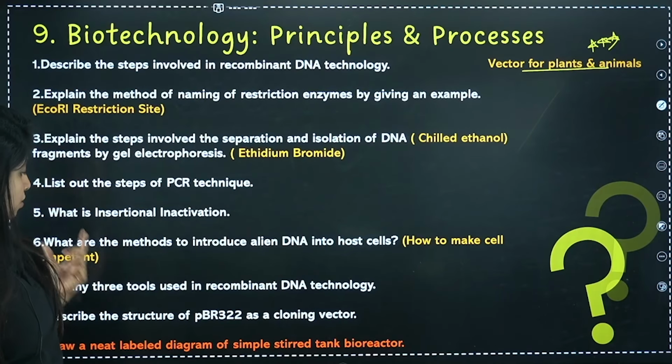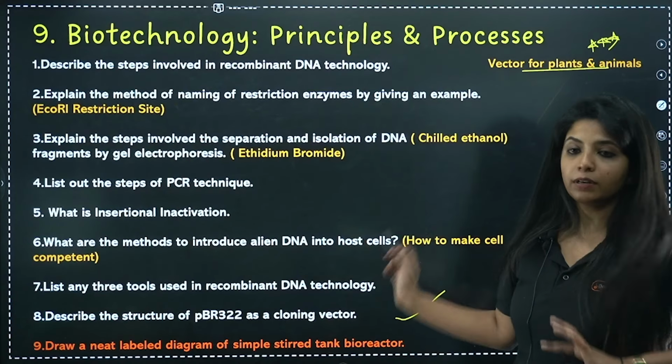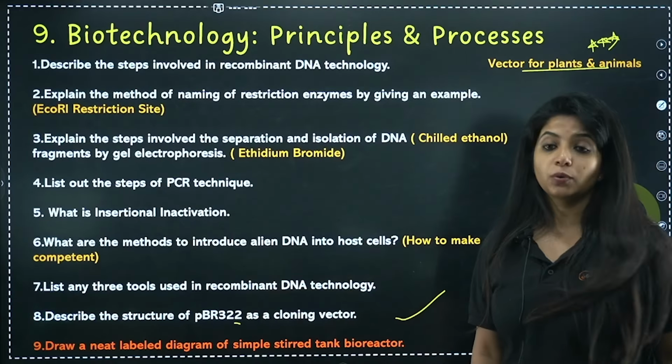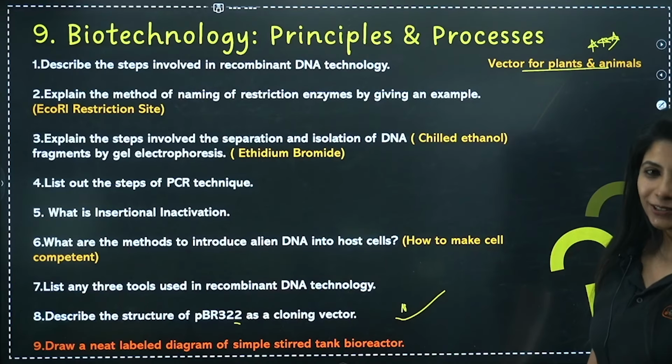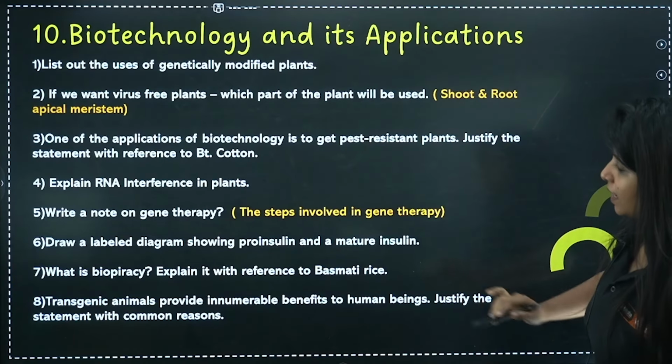Okay, and the question to draw a neatly labeled diagram of a stirred tank bioreactor. This question has also come. Anyway, diagram related questions will be separate also, but I'm just telling you. Okay, pBR322 as a cloning vector diagram is important. Everything is important over here. Cool? Now, biotechnology and its applications, again, these are the topics.